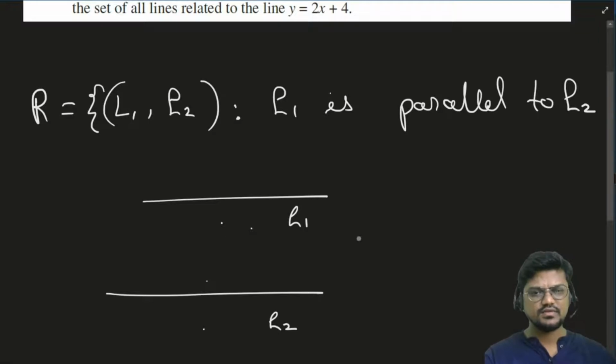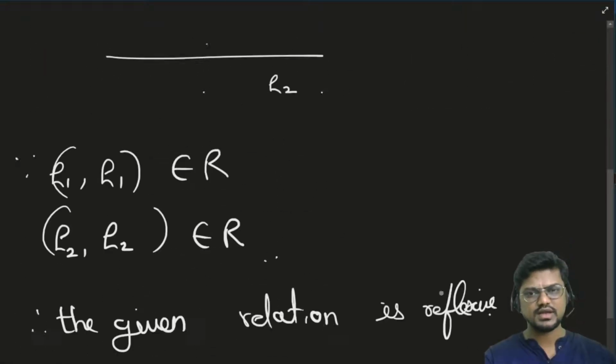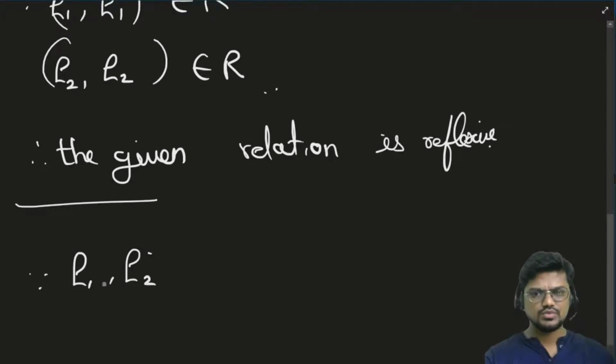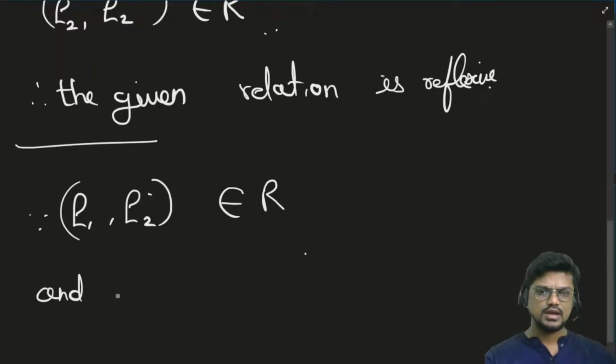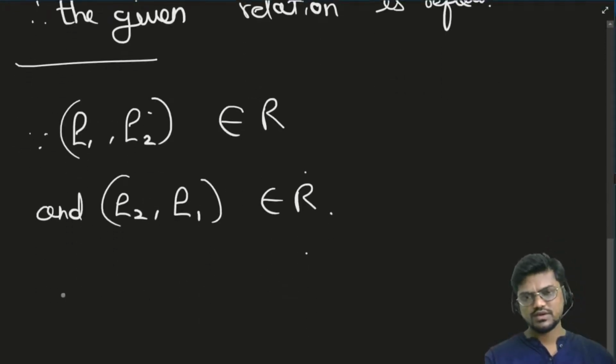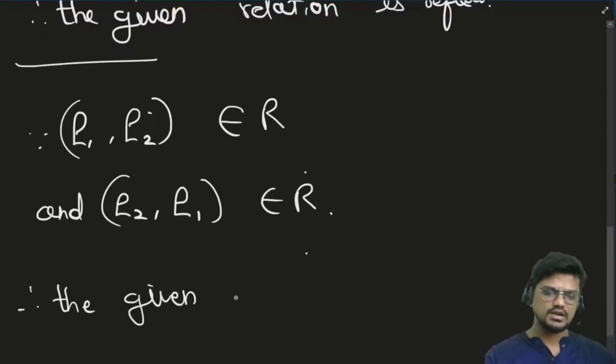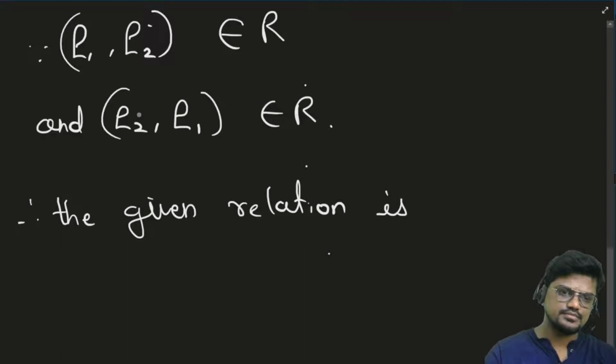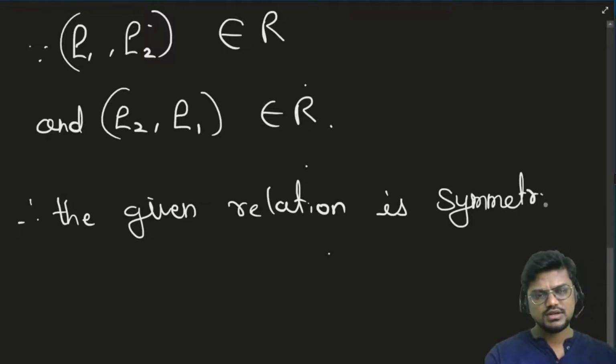Obviously, we can say that if L1 is parallel to L2, then L2 is parallel to L1. So what I can say, since (L1, L2) belongs to the relation and (L2, L1) also belongs to the relation, therefore the given relation is what, guys? Symmetric. Very good. The given relation is symmetric.